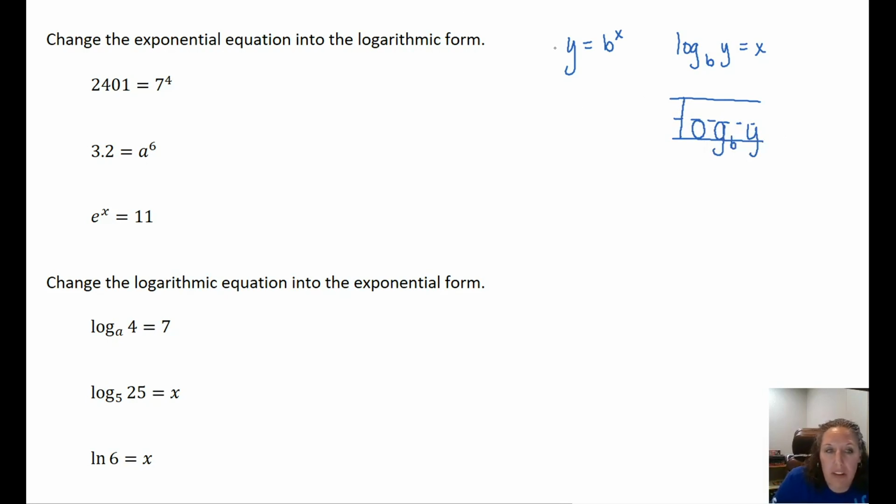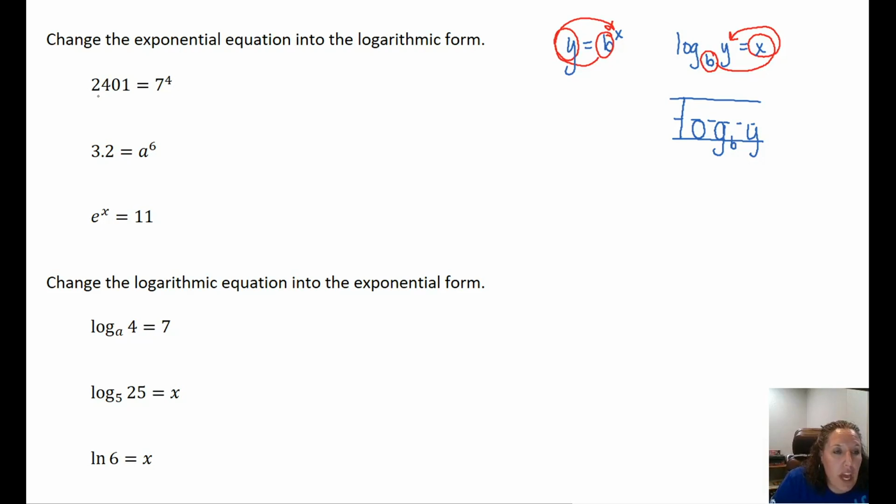Alright, so if we convert back and forth between these two, you can always start out at the base, go across the equal sign, and then circle back around. And that will give you your values in the order of the exponential or the logarithm, and then what's equal to the other side.